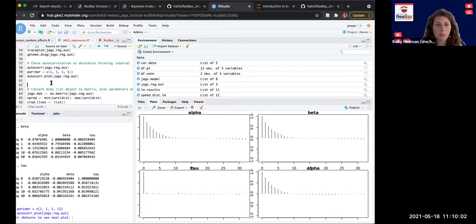And so sometimes people sort of thin these chains out, so they'll only sample every 5th iteration.